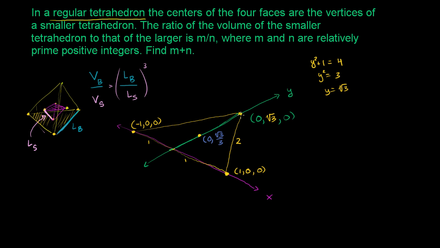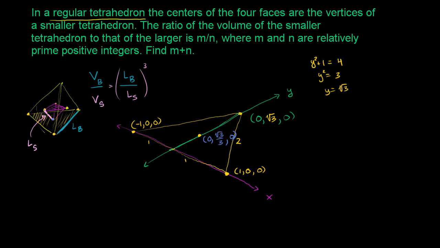So it's 1/3 of the way to the top of the base. And then the z-coordinate, you can take the average, but it's clearly still sitting on the xy plane. So it's also going to be 0. You could take 0 plus 0 plus 0 divided by 3, clearly still 0. So we figured out also one of the vertices of our smaller tetrahedron.